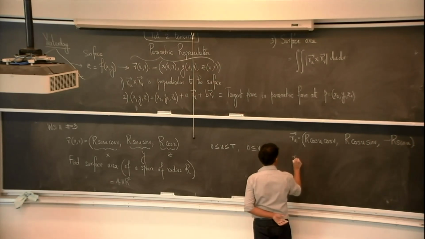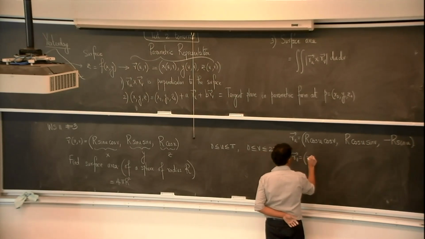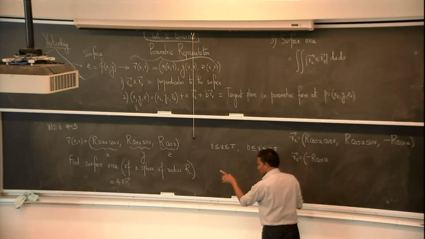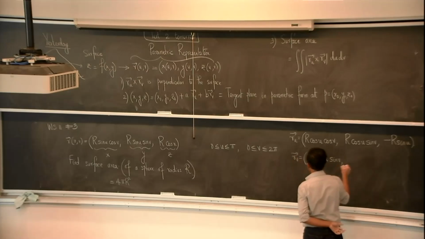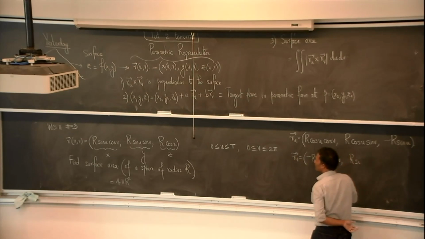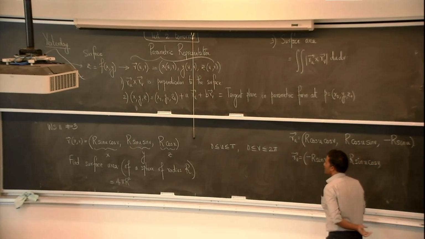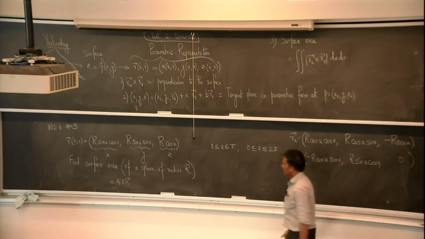Little r with respect to v would be negative R sine u sine v, R sine u cosine v. What is the last one? What is the partial derivative of the third component with respect to v? 0. There is no v there, so it's 0.